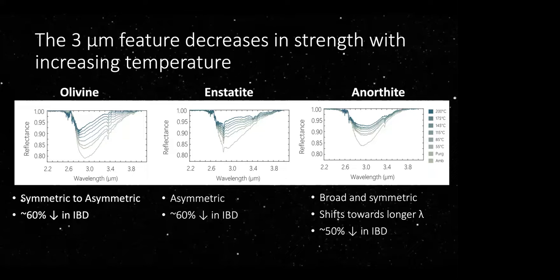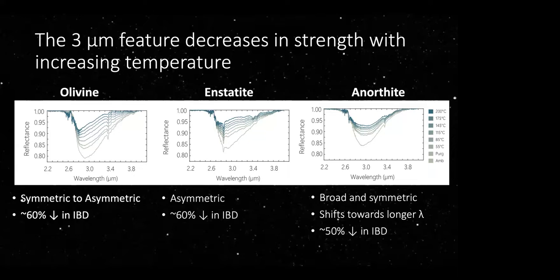If we start with olivine, we'll notice that the olivine 3 micron feature starts off relatively symmetric, and that's seen in the full width half max of this feature. But as we remove hydration, as we get hotter and hotter, that feature shifts from a relatively symmetric to an asymmetric absorption. We see roughly a 60% decrease in the integrated band depth, or the strength of the absorption feature. And there are notable changes towards shorter wavelengths in the band minimum position as well.